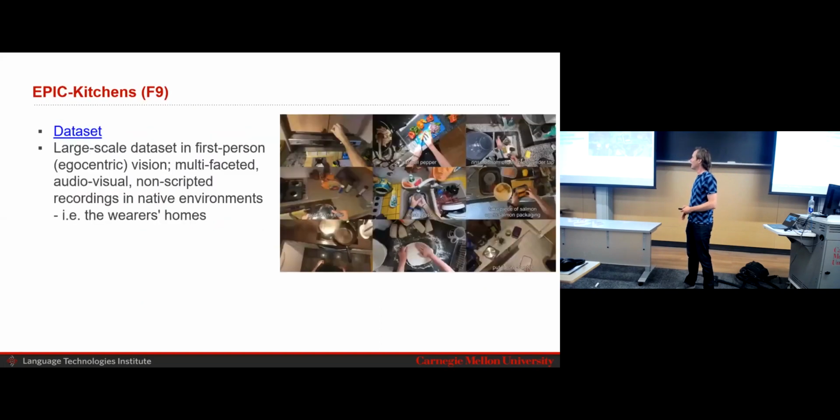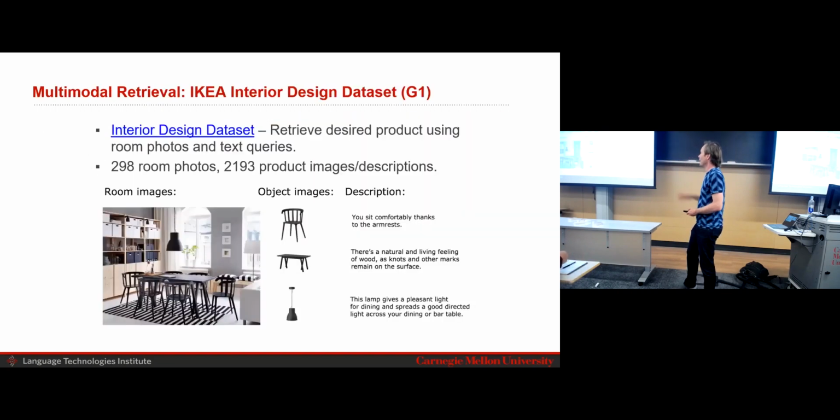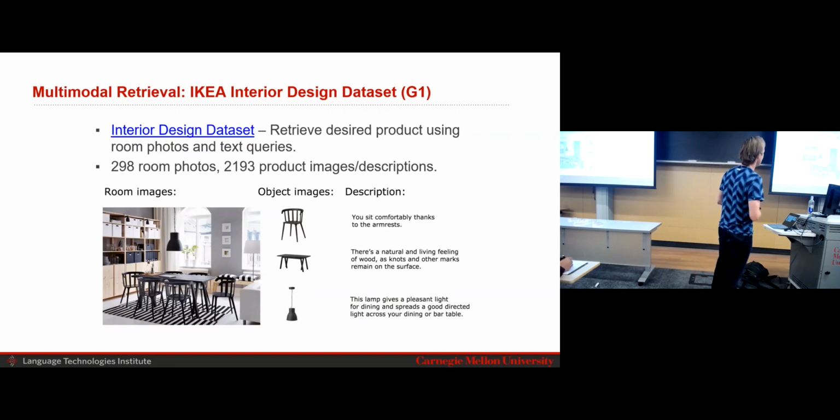And finally, two last ones. There's a whole area of cooking videos. Why do people love cooking in AI? Because there's a lot of really good structure in a recipe, and so they do use that. And then there's this IKEA data set that is about retrieval: based on the description, try to find the right IKEA items.